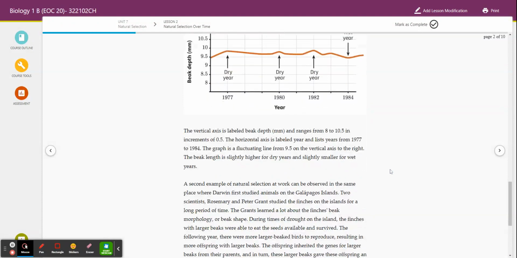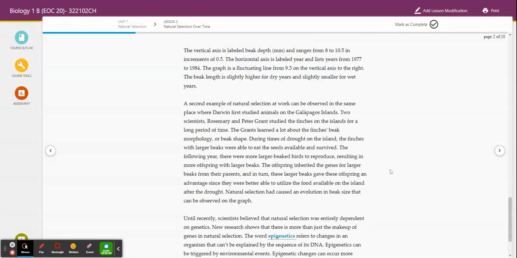A second example of natural selection at work can be observed in the same place where Darwin first studied animals on the Galapagos Islands. Two scientists, Rosemary and Peter Grant, studied the finches on the islands for a long period of time. The Grants learned a lot about the finch's beak morphology, or beak shape.